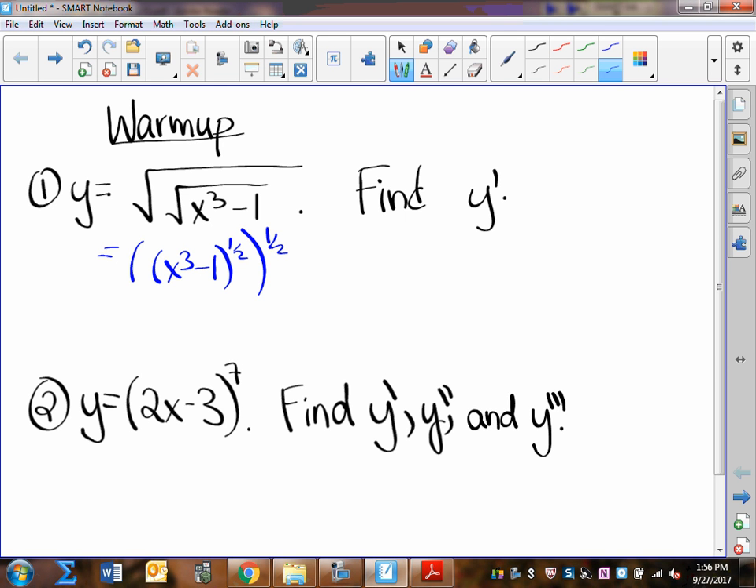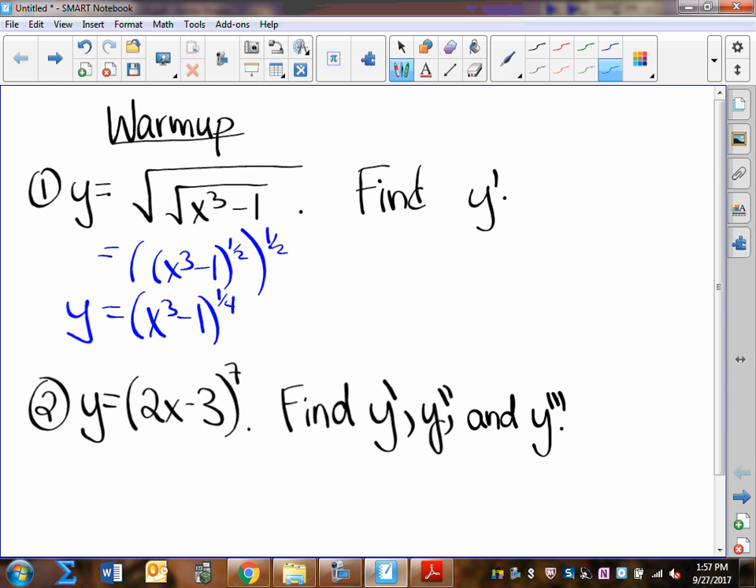Exponents, good. So our exponent rules say that when we have a power raised to a power, we just multiply them together. And we have then x cubed minus 1 to the 1/4. Square root of square root is the 4th root. Okay, so that's my y function. Is that a lot easier to take?